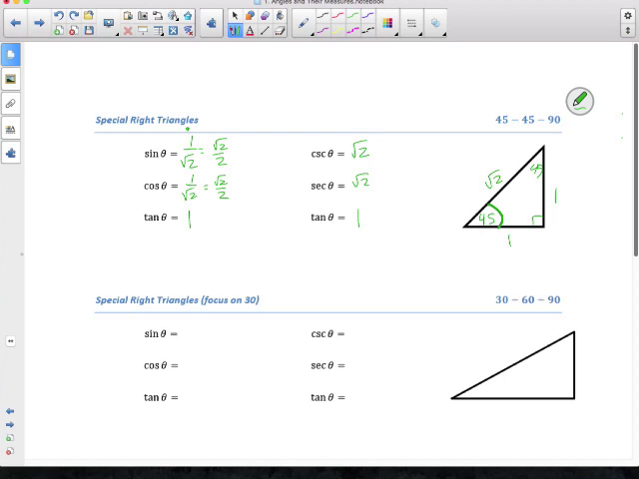You need to know this and you should recognize sine of 45 is square root of 2 over 2. Cosine of 45, square root of 2 over 2. Tangent of 45 is 1. You gotta know those.